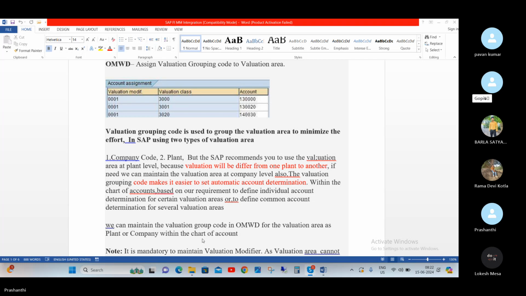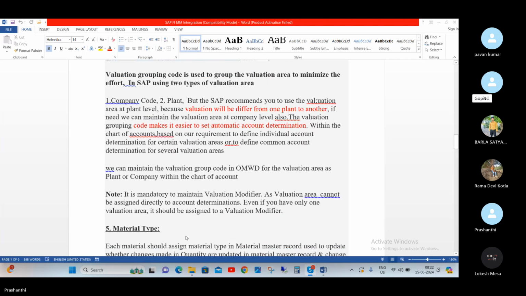because valuation will differ from one plant to another. I explained this point a few minutes back, right? It will differ from one plant to another plant. If needed, we can maintain the valuation area at company code level also. In some situations we maintain company code level as well.